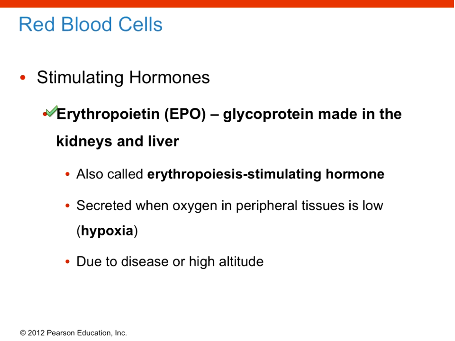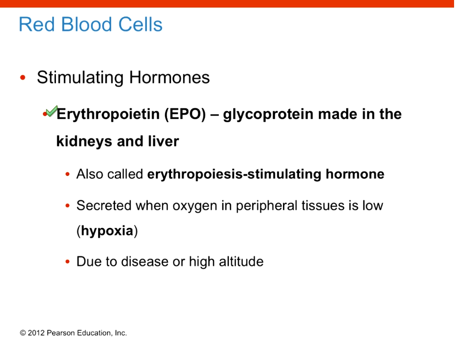Erythropoietin will be secreted from your kidneys when the tissues are hypoxic, which means that the oxygen level is low. What that triggers and tells the body is that the oxygen levels are lower than we need them to be, so we're going to have to make some more red blood cells.